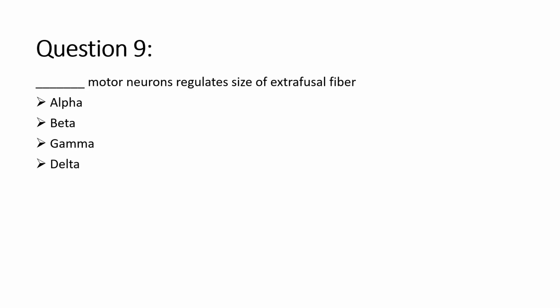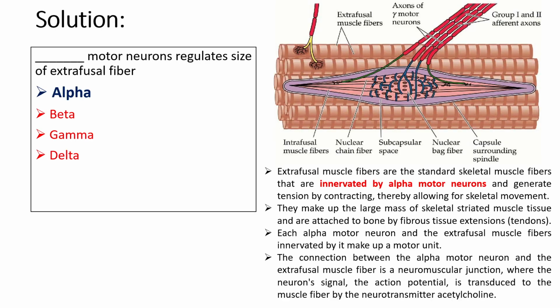Yes. So the right answer here should be A, that is alpha. The alpha motor neurons regulate the size of the extrafusal fiber. Alpha motor neurons must not be confused with the gamma motor neurons, which innervate the intrafusal fibers. The extrafusal muscle fibers are the standard skeletal muscle fibers which are innervated by the alpha motor neurons and generate tension by contracting, thereby allowing for skeletal movement.